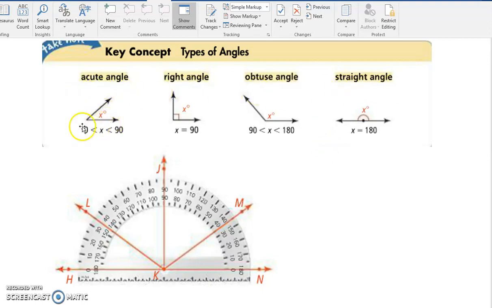If an angle measure is between 0 and 90, we call it acute. If it's exactly 90, we call it a right angle. If it's between 90 and 180, it's obtuse. And if it's exactly 180, we call it a straight angle. And for most of what we do, the angles will never get above 180.